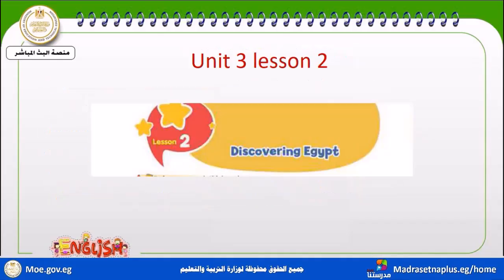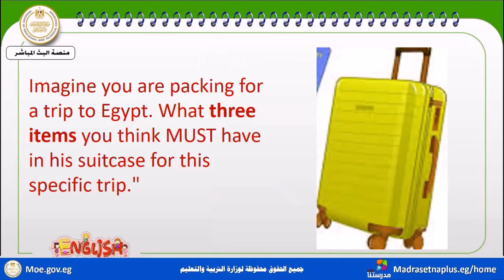And now let's start with Unit 3, Lesson 2. Today's lesson is about discovering Egypt. So, what can you see here in this photo? I think you can see a suitcase, the one we take when we travel to spend a summer holiday or when we travel abroad out of Egypt.